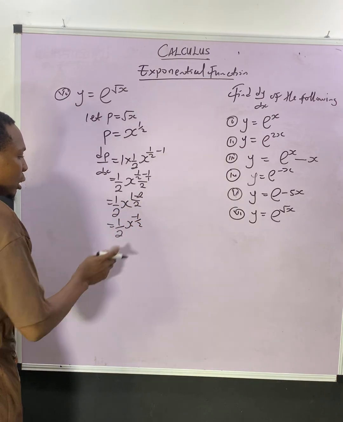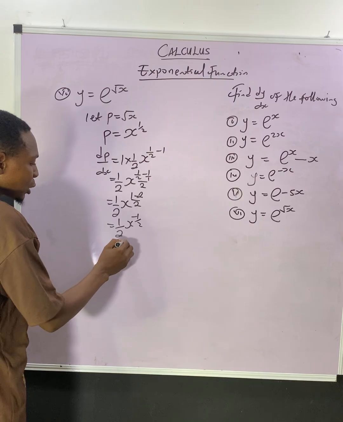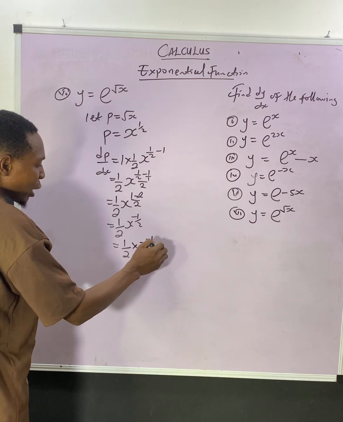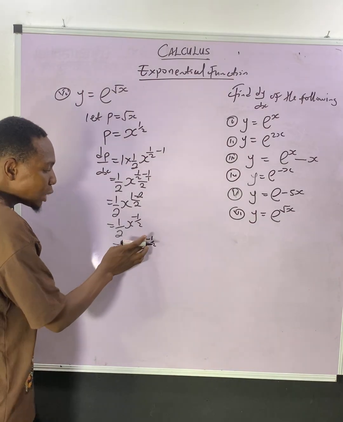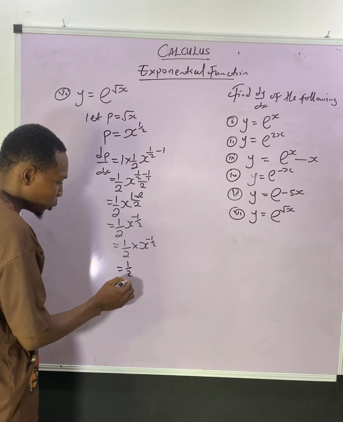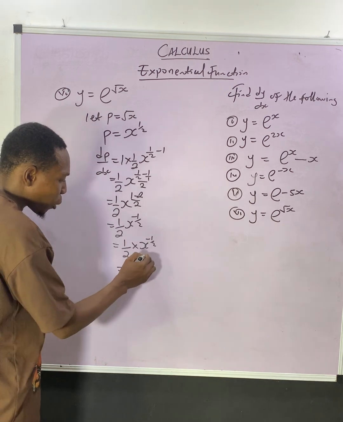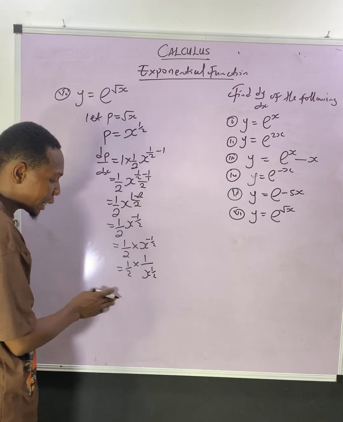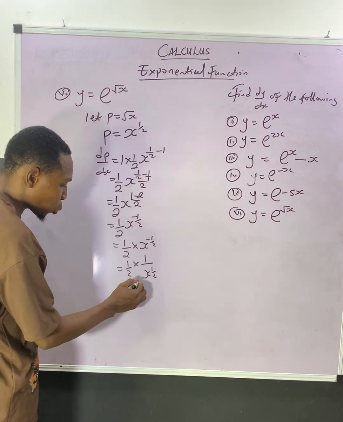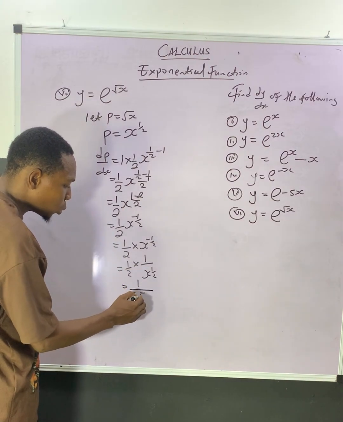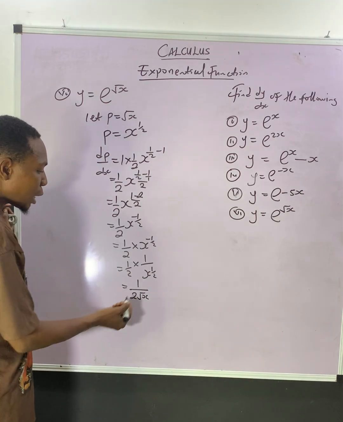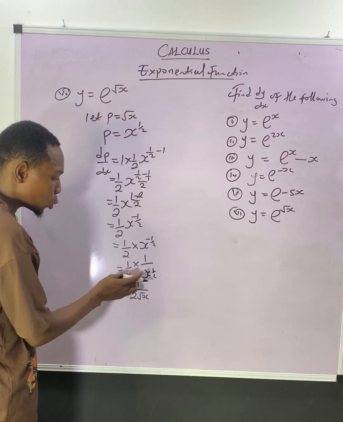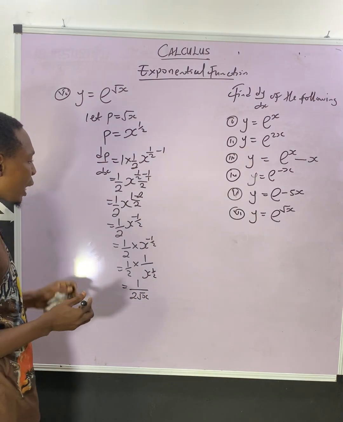So this time around, if you break this one down, this is 1 over 2, then times x to the minus 1 over 2. Remember, this is 1 over 2, then times 1 over x to the half. And x to the half is root x. So 1 times 1 is 1, all over 2 root x. Okay, now everything here, half is root. That's why we're having root x. So 2 times root x is 2 root x.